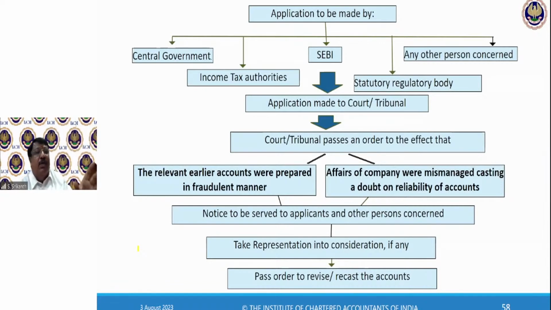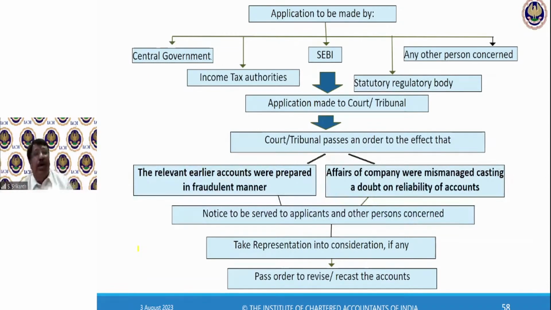Simply because there is an error and all, you cannot. If there is an error or omission, as usual, prior period item, you do it. But if there is a fraud, then that entire accounts are rejectable. Only the correct accounts have to come. So then only court or tribunal can pass an order. Or the court or tribunal will say that the affairs of the company were mismanaged, casting a doubt on reliability of accounts. See, maybe the MD was pocketing some of the money, taking some money home.